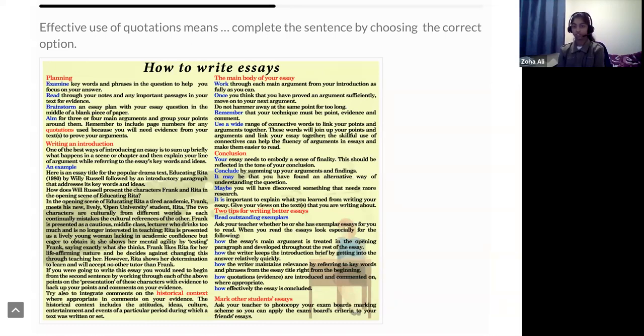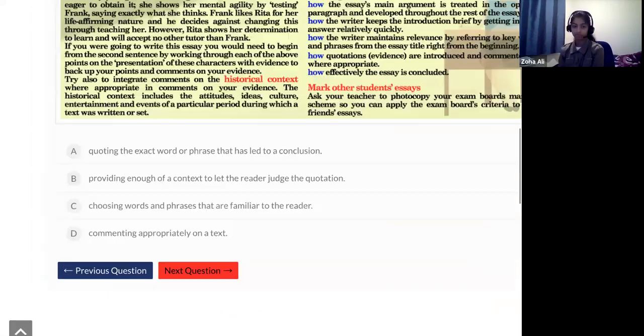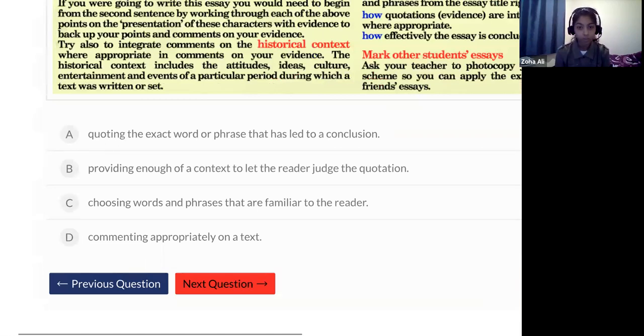Effective use of quotation means... complete the sentence by choosing the correct option. Quoting the exact word or phrase that has led to a conclusion. Zoha, it's very close. I would go for B: providing enough of a context to let the reader judge the quotation itself. That's what I would go for. That's what it says actually in the text itself.